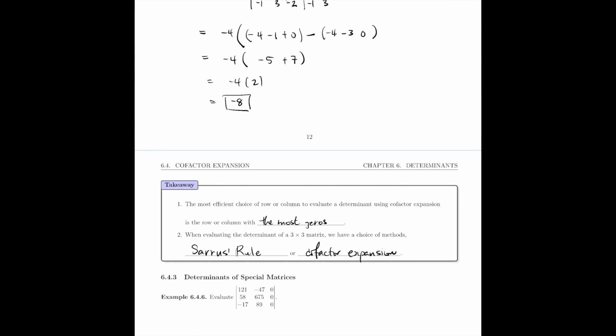In the next video, we're going to go on to subsection 6.4.3 and see the determinants of some special kinds of matrices.